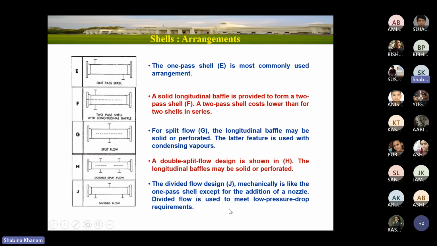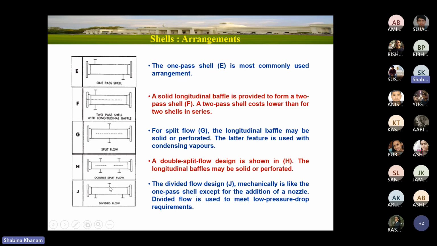to exit. All these types of shell arrangement will give different friction losses, and so different pressure drop. If you need to consider the pressure drop, you should consider that the fluid should flow the lowest path. I hope you are getting my point. The fluid should flow the lowest path. In that case, lowest friction and lowest pressure drop will be there.